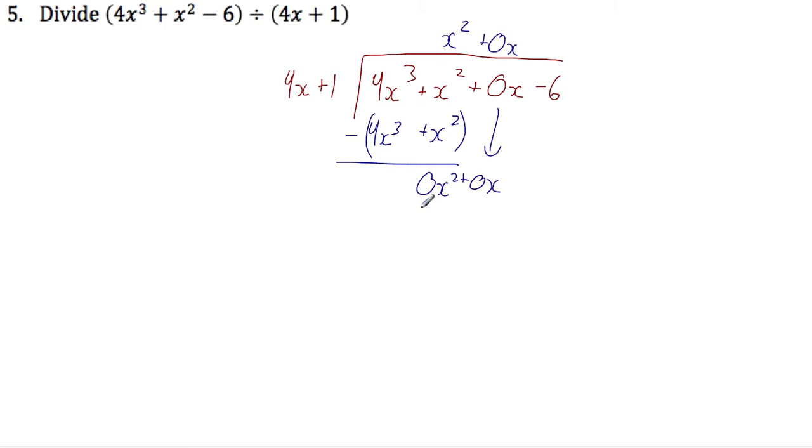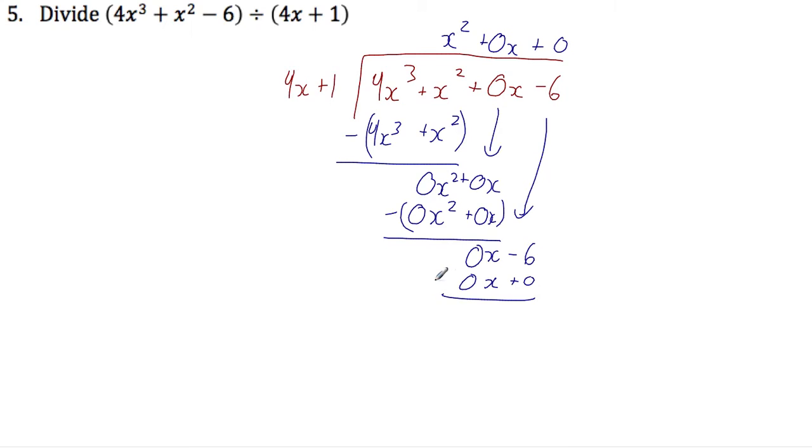0 times everything out front is going to be 0x squared plus 0x. We subtract, and we get 0x. We bring down the 6, so minus 6. And we have 0x divided by 4x, which is, again, just going to be a 0. So we multiply everything: 0x plus 0. We subtract, and we're left with a minus 6. That minus 6 is our remainder because there's nothing left to bring down. So we get minus 6 over 4x plus 1.